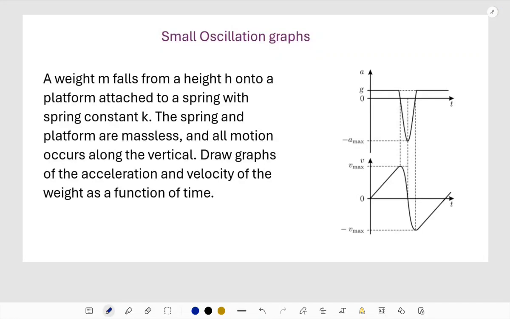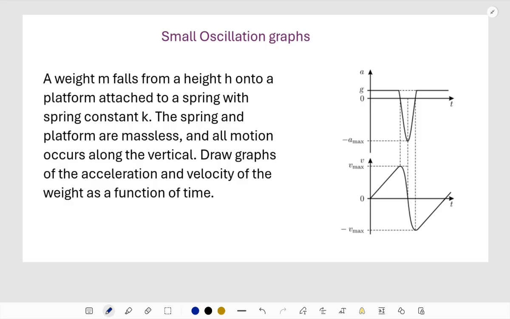Welcome to the new problem solving session. And we are talking here about the graphs, oscillation graphs. And you can see the problem on your screen. I would advise you to read the problem slowly and try to understand it.